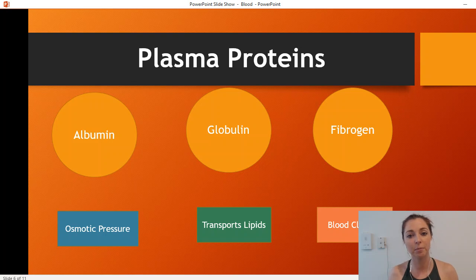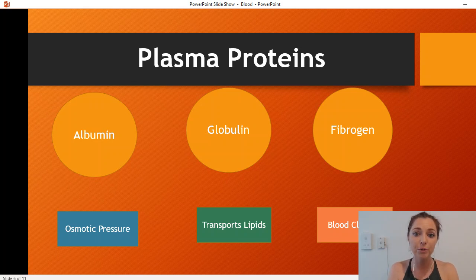Globulin then is a plasma protein that transports lipids. Lipids are just fats. That's all they are. They're needed all around the body. And globulin pulls them out and pushes them to another area if they're needed more than, let's say, in the cell of your skin. If they're not needed there anymore, they'll take it out and they'll put it somewhere else. So globulin moves those lipids.